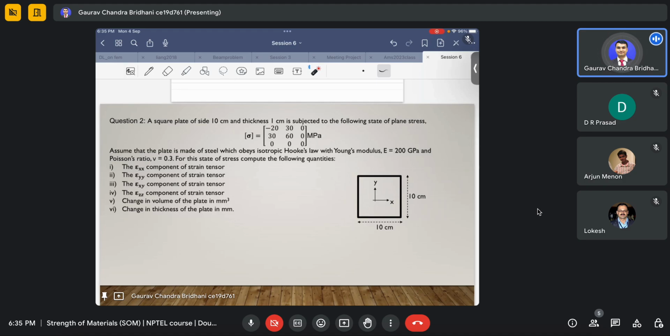The state of stress is represented by this plane stress tensor. Now assume that the plate is made of steel, which obeys the isotropic Hooke's law, with Young's modulus as this and Poisson's ratio as this. For this state of stress, compute the following quantities. We need to find the strain tensor components epsilon xx, epsilon yy, epsilon xy, epsilon zz, and then the change in volume and change in thickness of the plate.